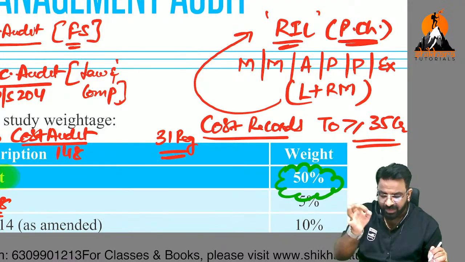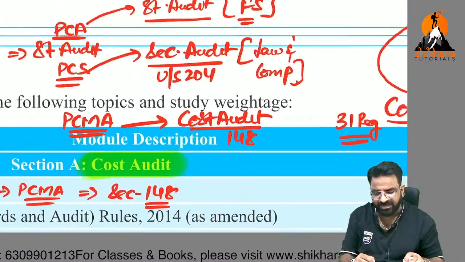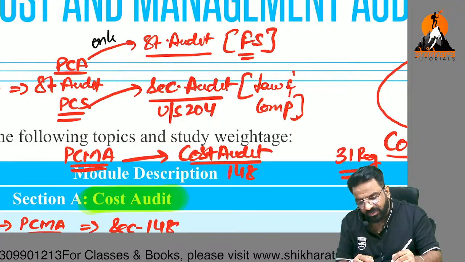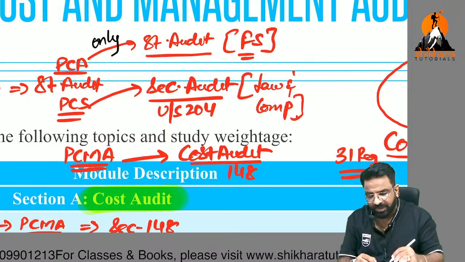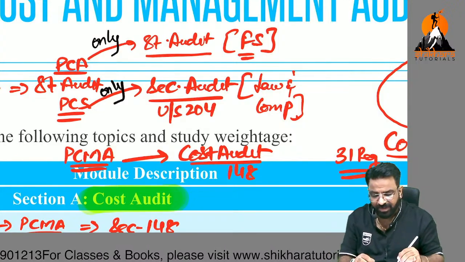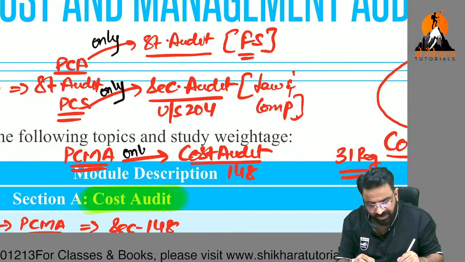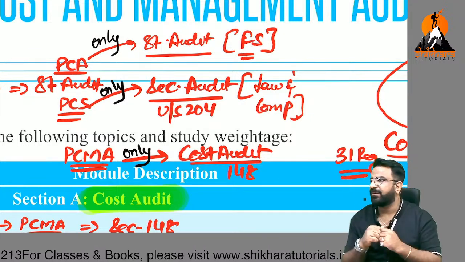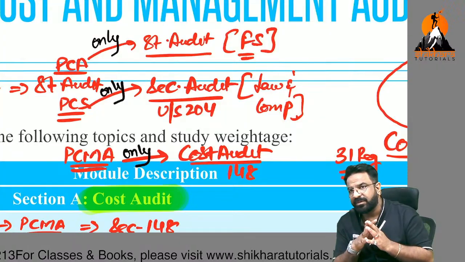And only who can do that? Practicing CMA. Like practicing CA only can do which audit? Statutory audit. Practicing CS only can do which audit? Secretarial audit. Practicing CMA only can do which audit? Cost audit. No one interferes in each other's audit. Did you understand the point? This is called cost audit.